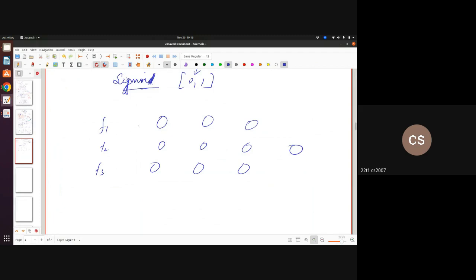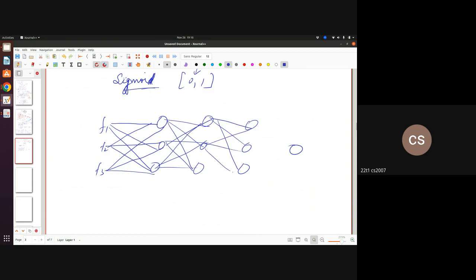Now, how would these things be connected? This F1 will be connected to each of the three neurons, and so on. Again, here there will be another fully connected layer, and again another one. So the question is, how many parameters need to be computed? Would anybody like to answer that? Any ideas?